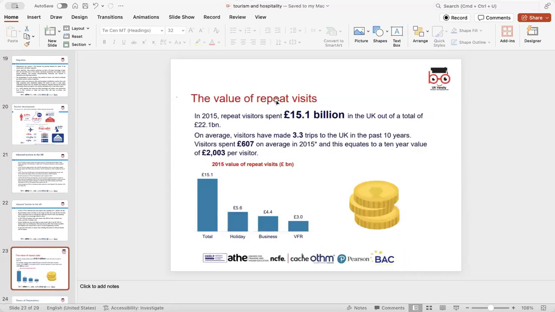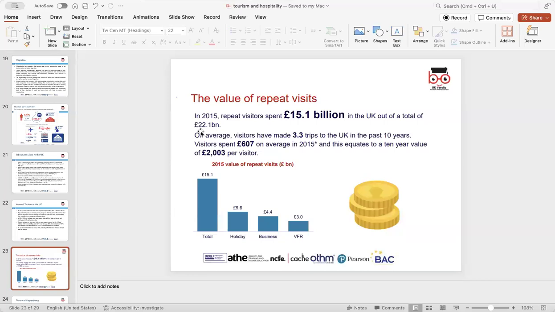Value of repeat visitors. In financial terms, repeat visitors significantly bolster the UK tourism sector. In 2015, out of the total 22.1 billion tourism revenue, 15.1 billion was generated by repeat visitors. This high return rate highlights the financial importance of repeat tourism in the UK, where visitors made an average of 3.3 trips within a decade.